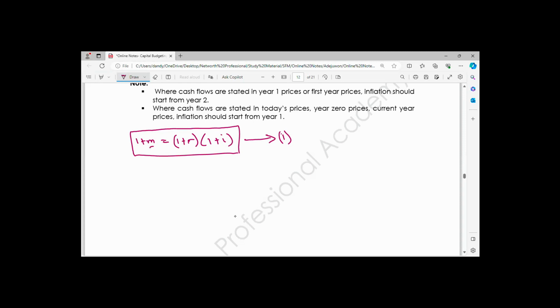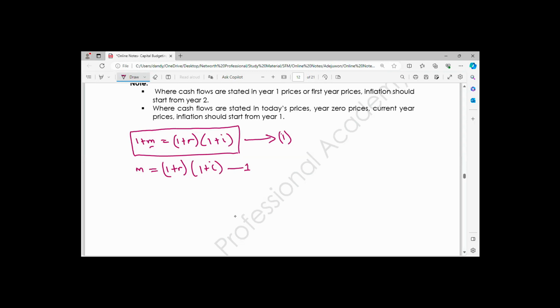That is, you want to make M the subject of the formula. From this first formula, to get the money cost of capital, I will say M equals 1 plus R multiplied by 1 plus general inflation rate, minus 1. So this is the formula you are supposed to use to get your money cost of capital.